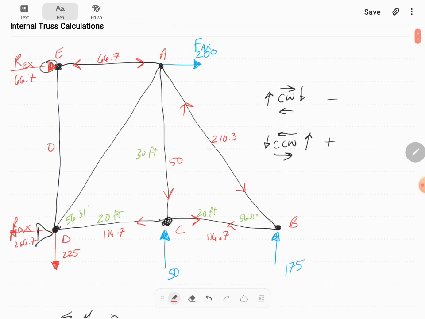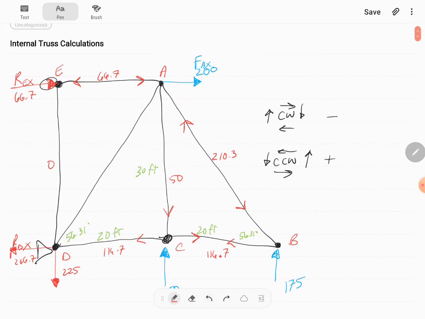Take a look at AC. AC is this vertical member right here. I've got one part of it pointed down. The other part must balance and point up. Look at DC right here. This is pointed towards the middle. So does this one. It has to.